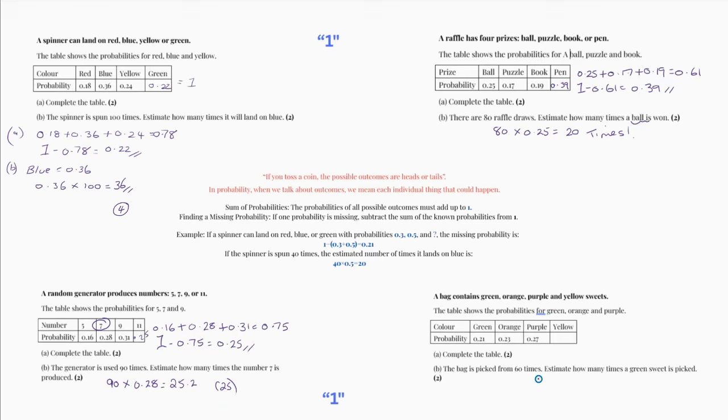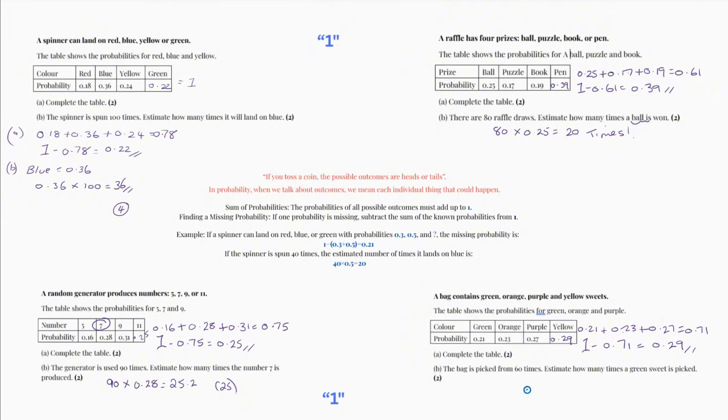And then finally, a bag contains green, orange, purple and yellow sweets. Complete the table. 0.21 and that comes to 0.71. And we want to subtract it from 1, which gives us 0.29. And we have it.